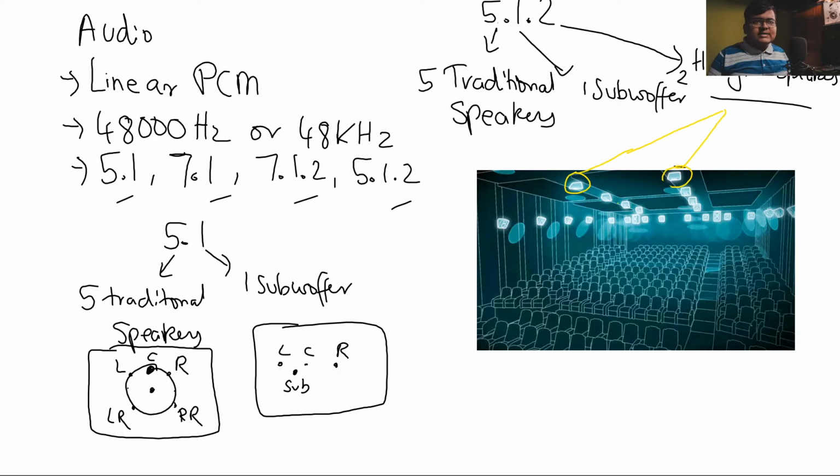Next, let's come over to the audio. In the audio we have the codec as linear PCM, and it is usually set to 48000 hertz or 48 kilohertz.